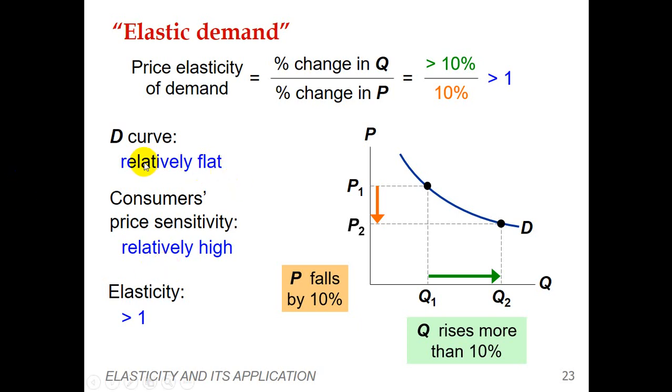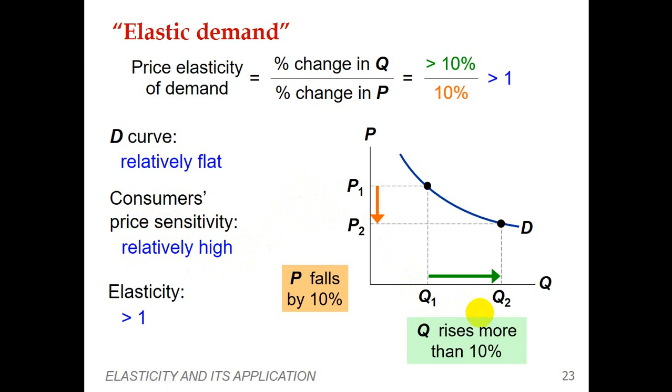And here they use the words, the demand curve should be relatively flat and the consumer price sensitivity relatively high. So that's why elasticity is greater than 1. Why do they use the words consumer price sensitivity relatively high? It means now the consumer responds more when there is a change in prices. Here the change in prices is less, but the change in quantity demanded is more than the change in prices.